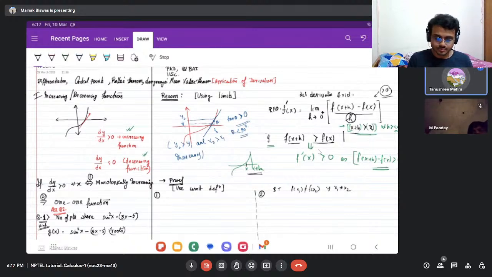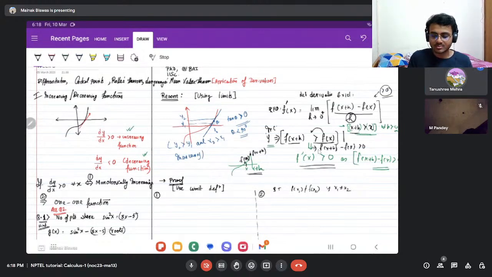So if the function is increasing, the value of the function at f of x plus h is greater than f of x. Otherwise it is decreasing, or it is constant. If it is increasing, this implies this. So f of x plus h minus f of x is greater than 0, just taking f of x to the left hand side. Which means the limit is greater than 0, or in other words, the derivative is greater than 0.